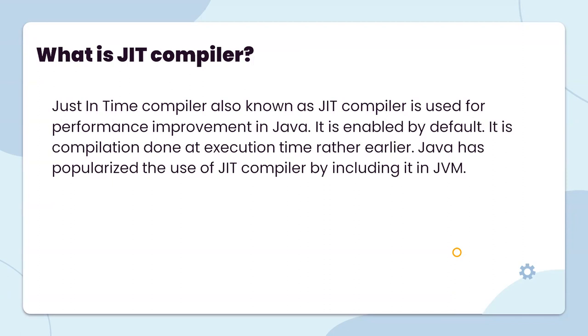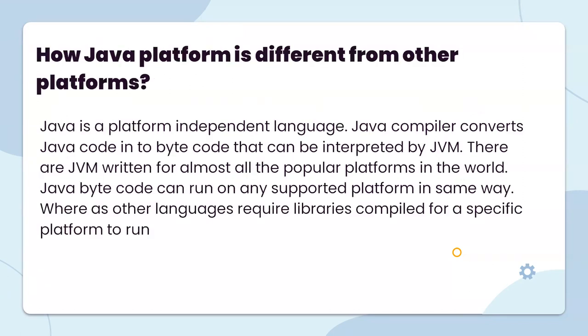It's used for performance improvement in Java. It is enabled by default. The compiling is done at execution time rather than earlier. Java has also mobilized the use of the JIT compiler that is included in the JVMs.